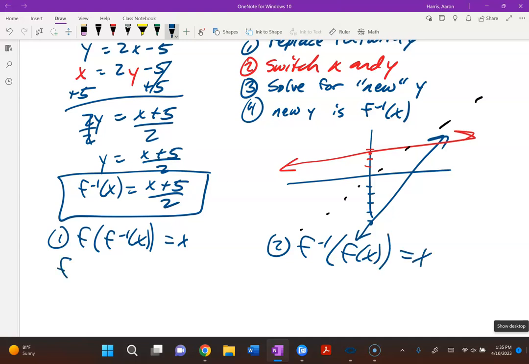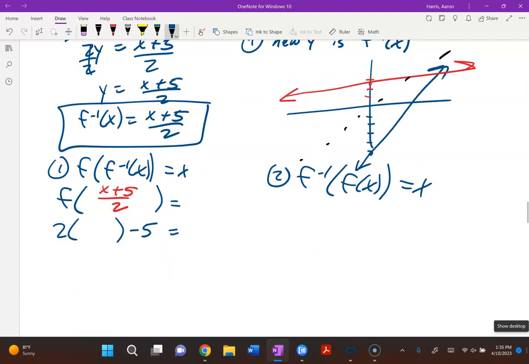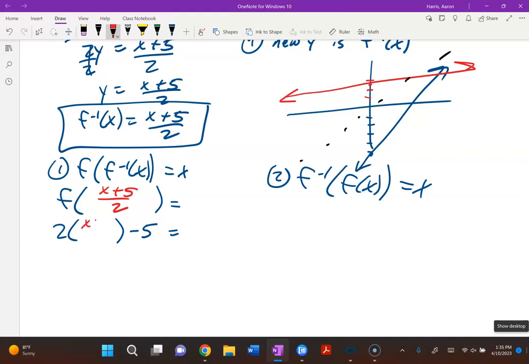So let's do the first one. F of f inverse: f inverse is x plus 5 over 2, and f is 2x minus 5. So I have 2 times x plus 5 over 2, minus 5. Notice the 2's cancel, so I get x plus 5 minus 5. Sure enough, that one worked.